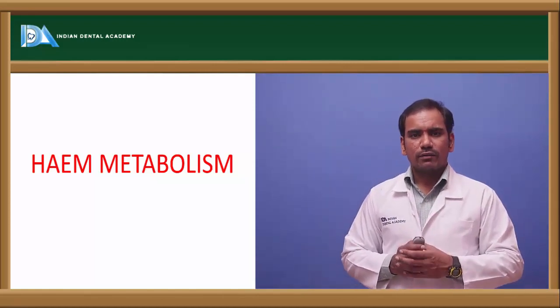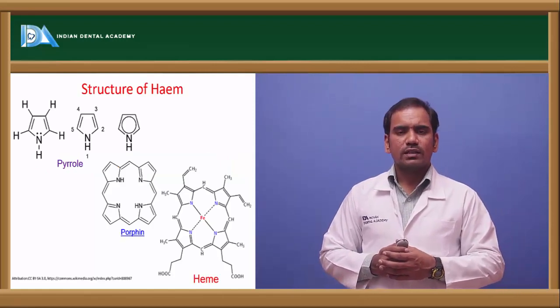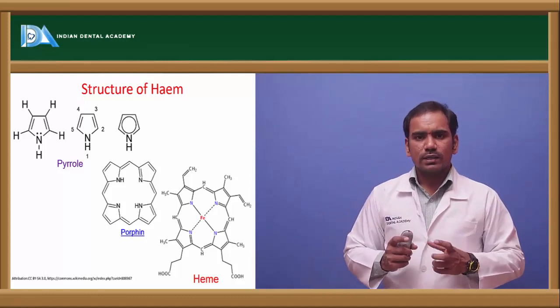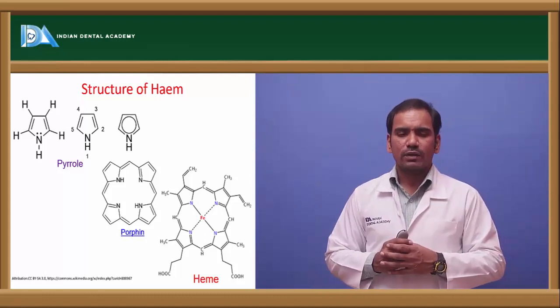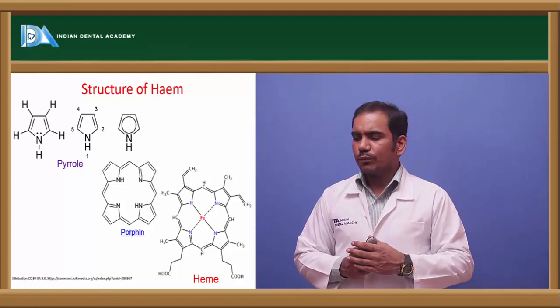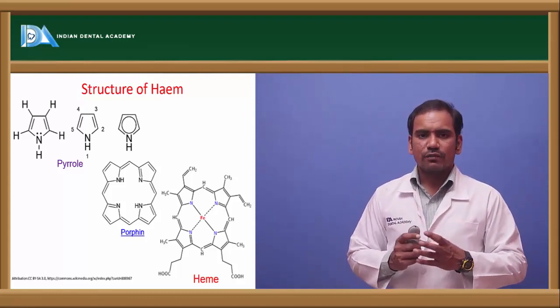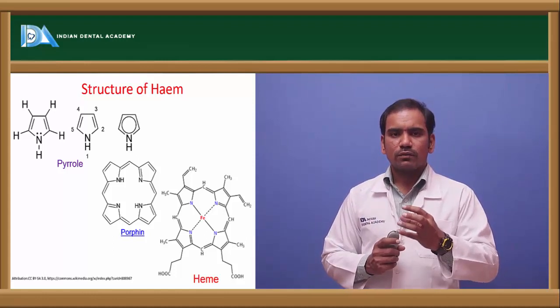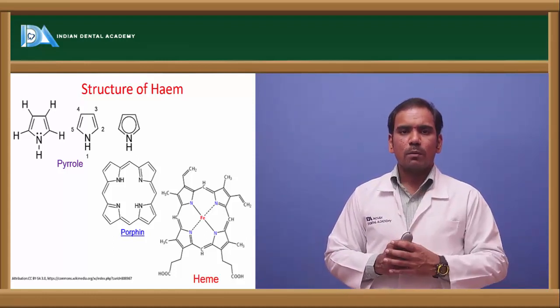So what is a porphyrin ring? A porphyrin ring has 4 pyrrole rings, and the 4 pyrrole rings condense to form a porphyrin ring. That's how heme is formed. So the structure of heme is a porphyrin ring with an iron atom, and porphyrin rings are formed by condensation of 4 pyrrole rings.